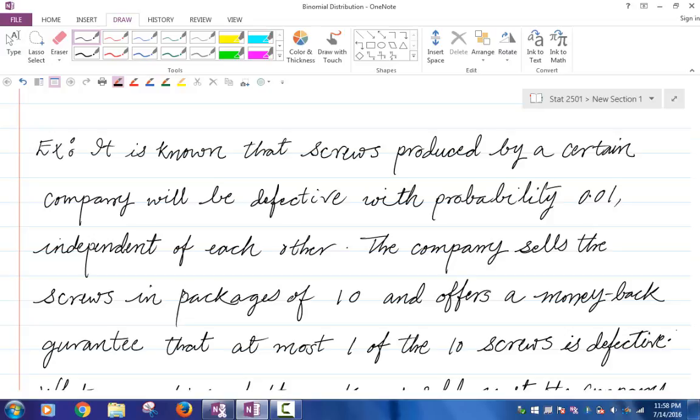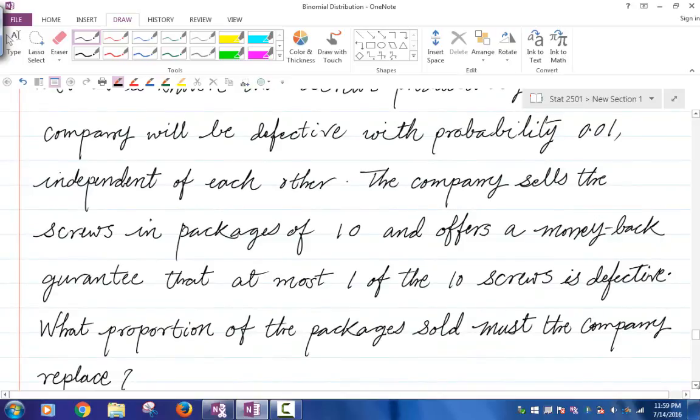It is known that screws produced by a certain company will be defective with probability 0.01, independent of each other. The company sells the screws in packages of 10 and offers a money-back guarantee that at most one of the 10 screws is defective. What proportion of the packages sold must the company replace?